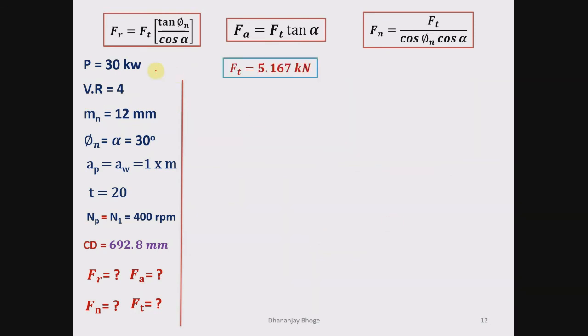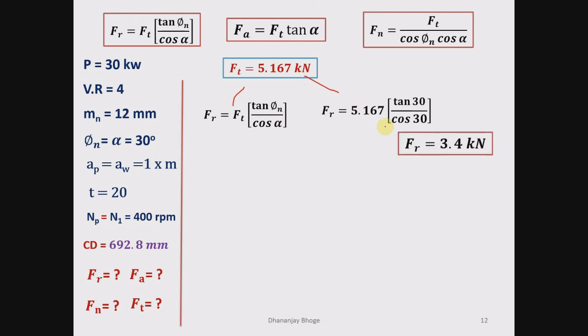सो नाव नेक्स्ट वन, फाइंड आउट एफ आर. आता सगळं सोपं झालेलं आहे. वी नो फाय एन, वी नो अल्फा, वी नो एफ टी. सो सॉल्व दिस इक्वेशन. एफ आर इक्वल्स टू 5.167 इन ब्रॅकेट टॅन ऑफ 30 डिवायडेड बाय कॉस ऑफ 30. सॉल्व दिस. वी हॅव ऑल द व्हॅल्यूज नाव. 3.44 करेक्ट. युनिट पण लिहायचं किलो न्यूटन.